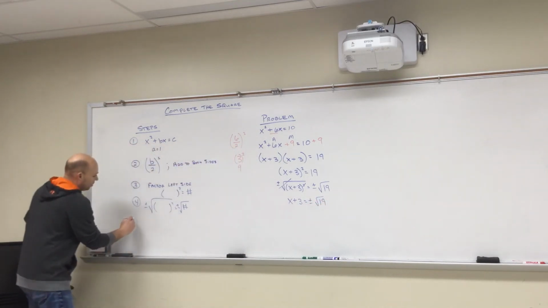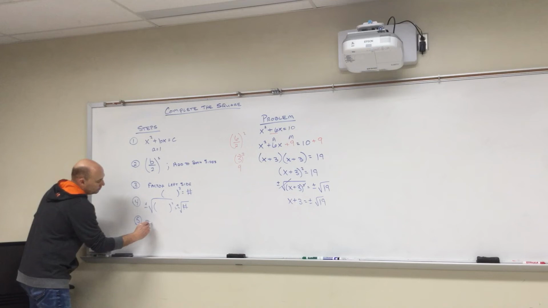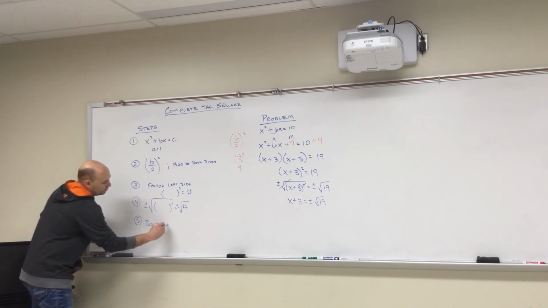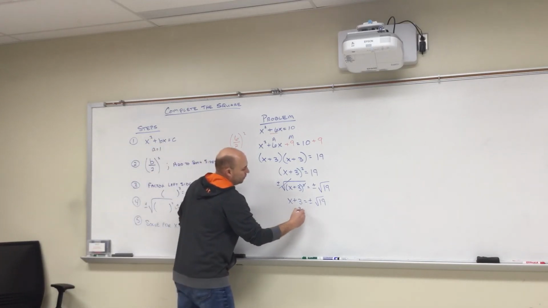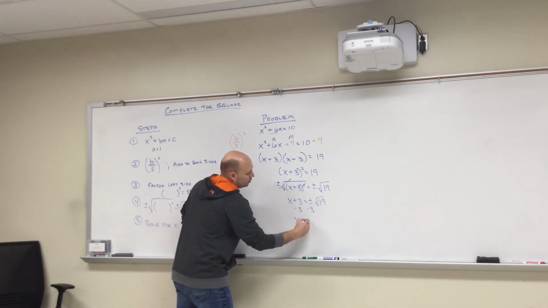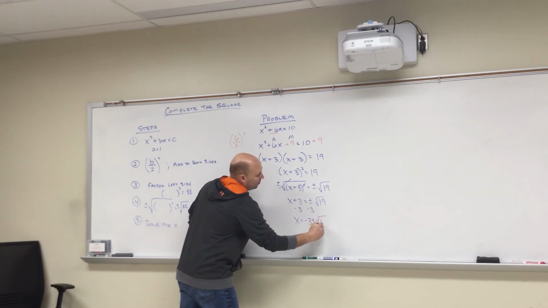And then step 5 is solve for x. So if I'm going to get x by itself, I'm going to subtract 3. So I've got x is equal to negative 3 plus or minus radical 19.